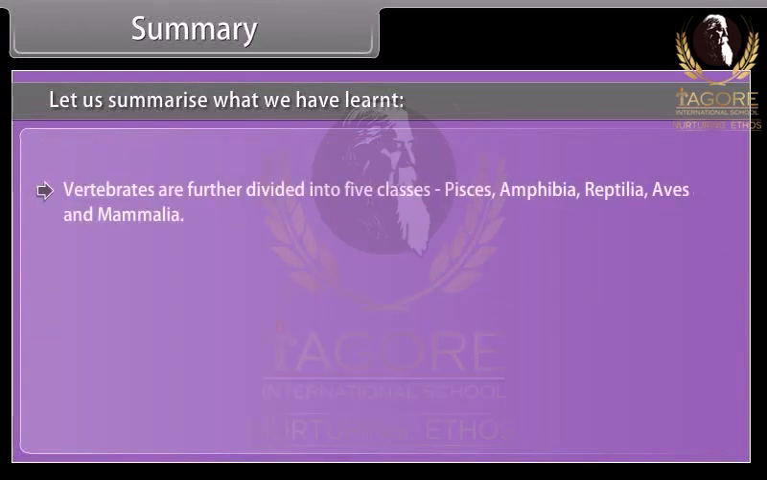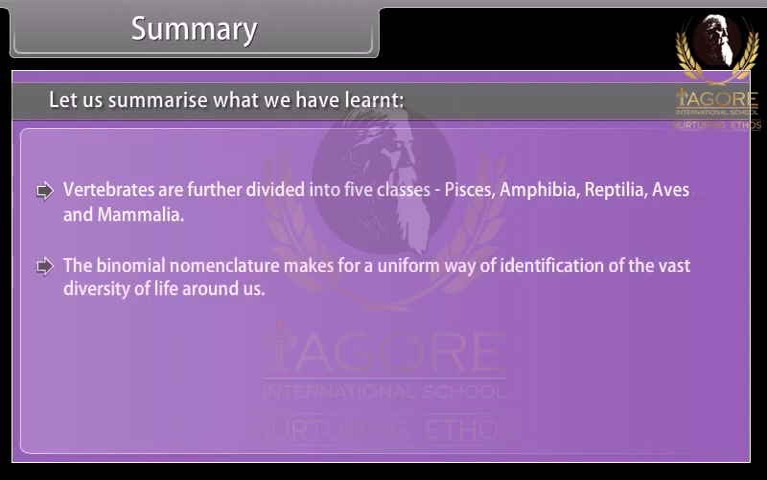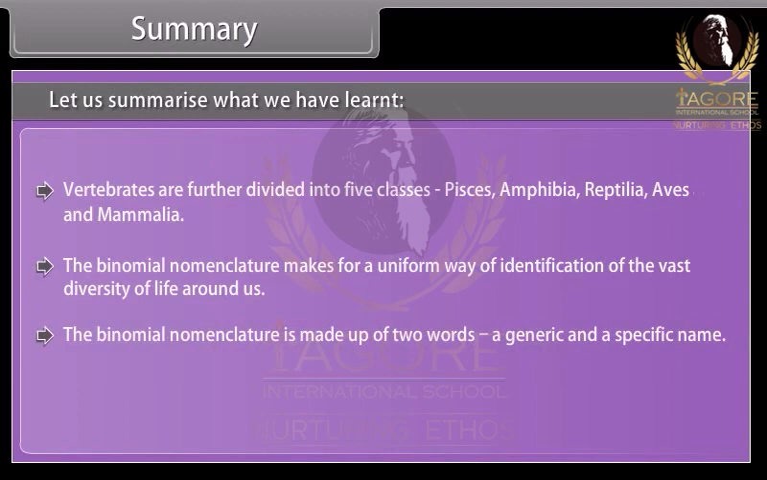Vertebrates are further divided into five classes: Pisces, Amphibia, Reptilia, Aves, and Mammalia. The binomial nomenclature makes for a uniform way of identification of the vast diversity of life around us. The binomial nomenclature is made up of two words, a generic and a specific name.